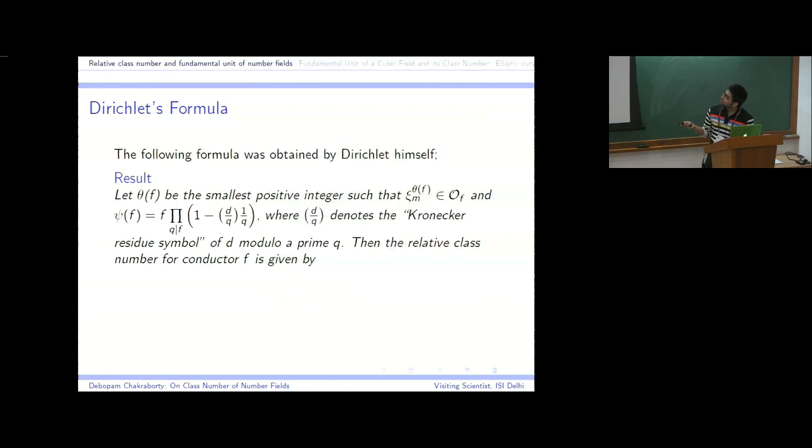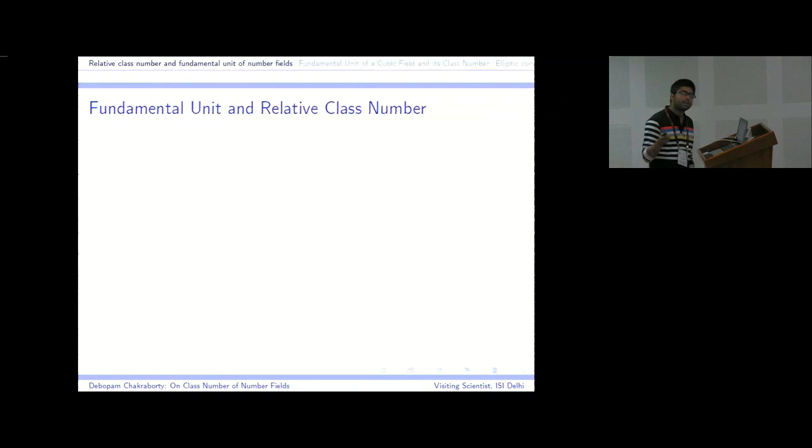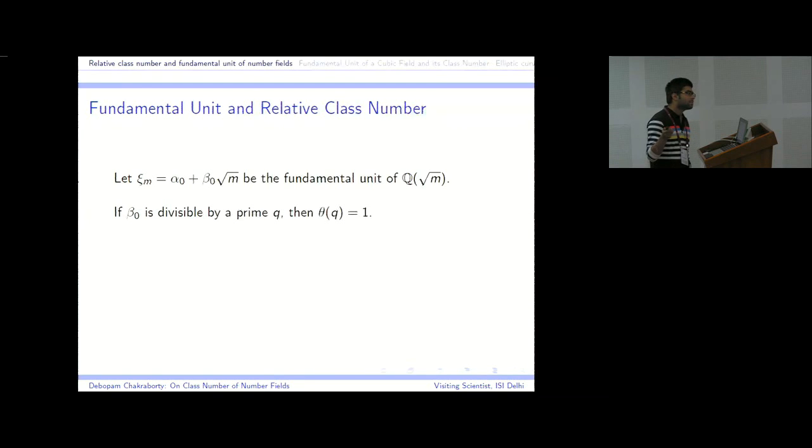So what we will try to see now is whether that assertion, the question that Dirichlet inquired about, that whether there exist infinitely many real quadratic fields with relative class number 1 or not, we will see that it was actually true. So we will start by assuming this is the form of the fundamental unit. Obviously alpha naught and beta naught are not always integers, but for the time being you can assume they are integers.